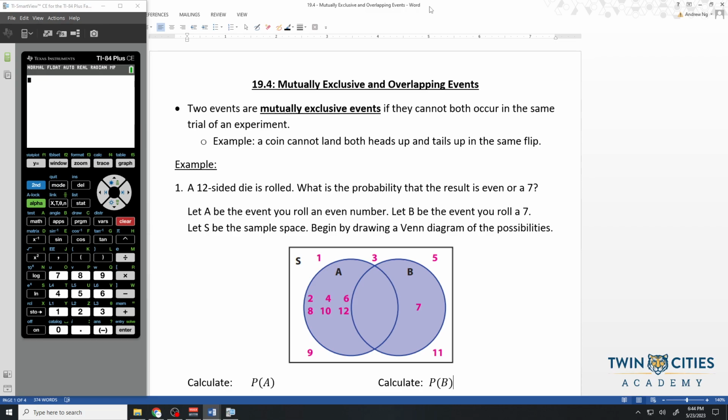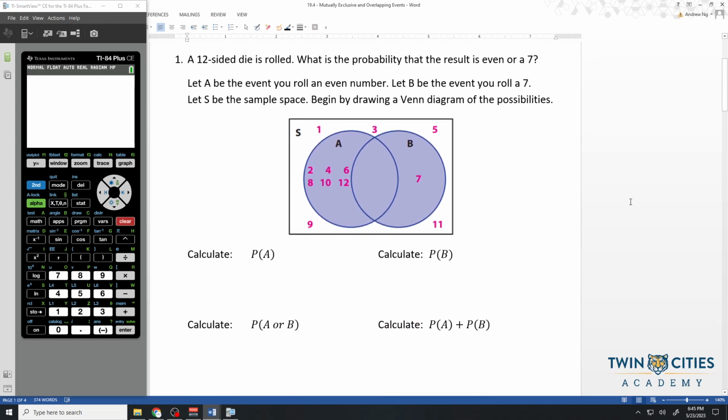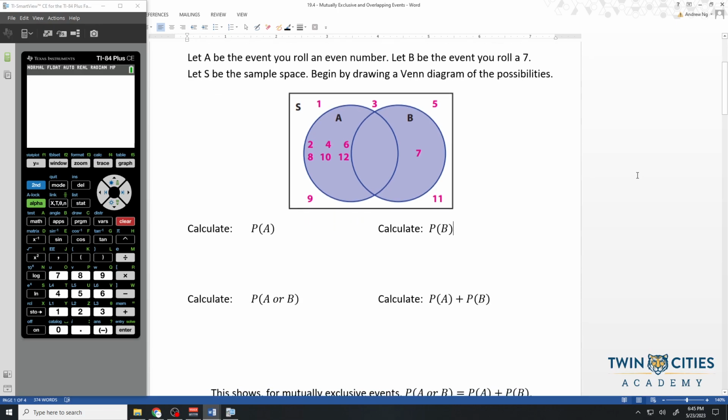Another example is if I take a 12-sided die and I roll it, a few different things could happen, but I want to know what's the probability that the result is even or a 7. Well, let's draw a diagram and label some events.